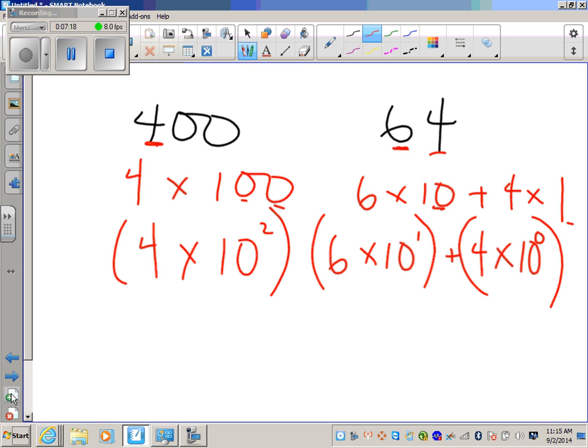So you're substituting your place value, like we worked on last week, and you're just going to take it a step further, and you're just going to apply powers of 10 to each place value. Okay? I'm going to give you one to try.